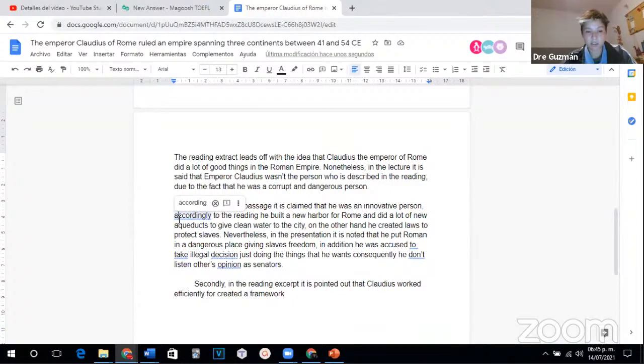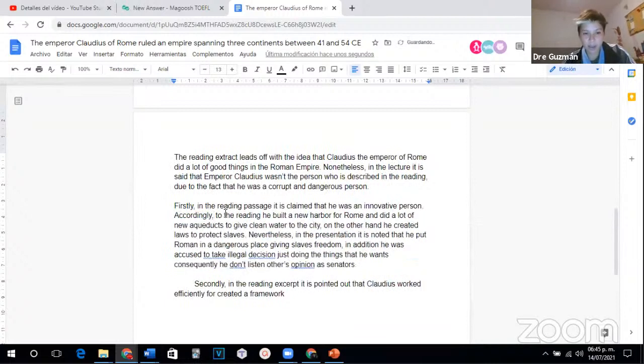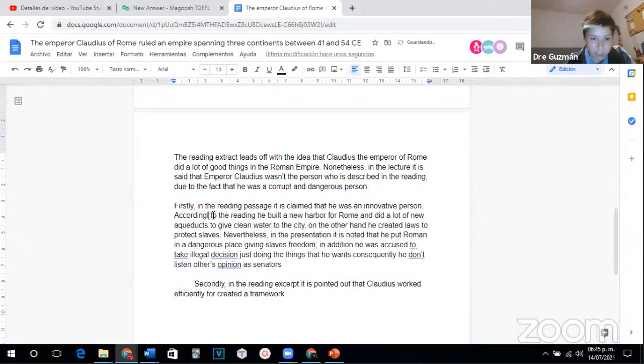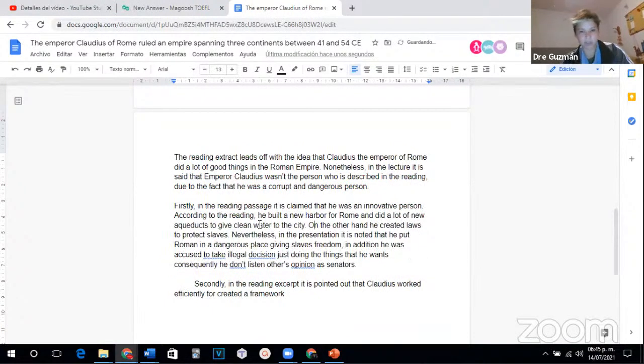And this can start off as a new, stronger sentence. Igual cuando tienen conectores así fuertes, es mejor que empiecen una oración. Accordingly, or according to the reading, podría ser también. According to the reading, he built a new harbor for Rome and did a lot of new aqueducts to give clean water to the city. Aquí igual, ¿no? Un puntito, porque esto es un conector fuerte y puede empezar bien la oración. On the other hand, he created laws to protect slaves.